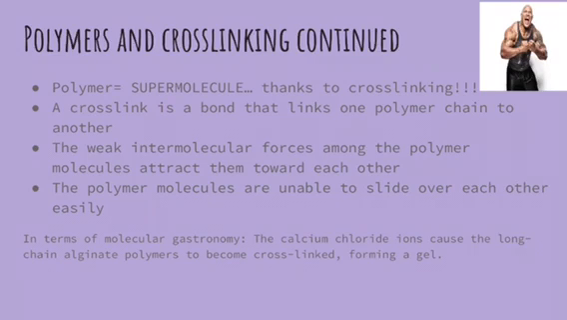And in terms of molecular gastronomy, the calcium chloride ions cause these long chain alginate polymers to become cross-linked, forming a gel. So when you're dropping this juice and alginate solution into the water and calcium chloride solution, the calcium chloride ions are causing these alginate polymers to become cross-linked, and this is why the liquid forms into sort of a gel or a sphere. By the way, guys, I put the rock here because he's one really big super dude, just like a polymer is one really big super huge molecule.